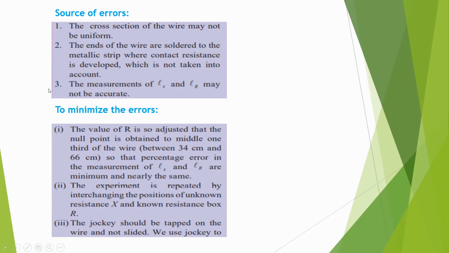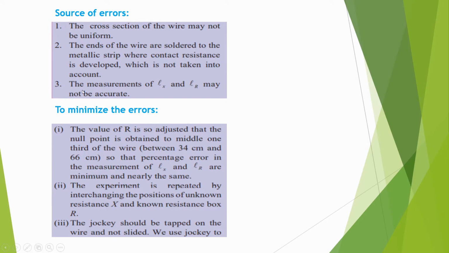What is the second error? The ends of the wire are soldered to the metallic strip where contact resistance is developed, which is not taken into account. Means while there is the wire AB which can be connected between the two L-shaped metallic strips. The ends of the wires are soldered to that metallic strip, and there is the contact resistance which is developed. So that is the second part of the error.